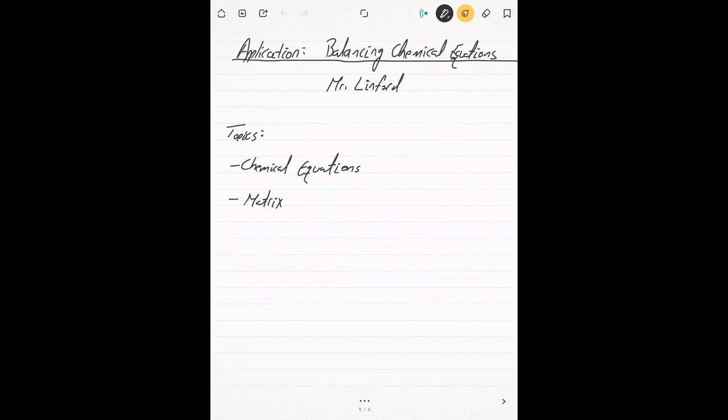In today's discussion, we're going to be talking about an application problem, in particular an application to our work with matrices, and that's working with balancing chemical equations. We're going to talk about what a chemical equation is, and then actually get into how we can use our knowledge of matrices to help us complete this task.